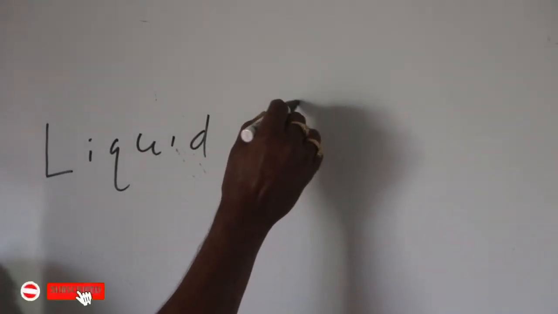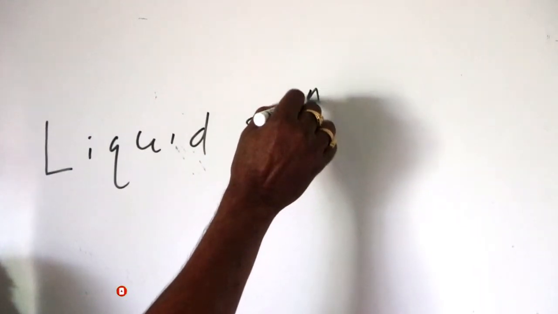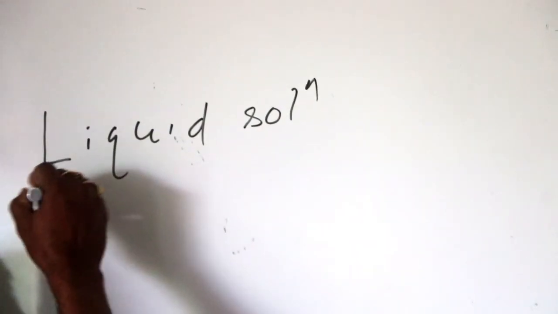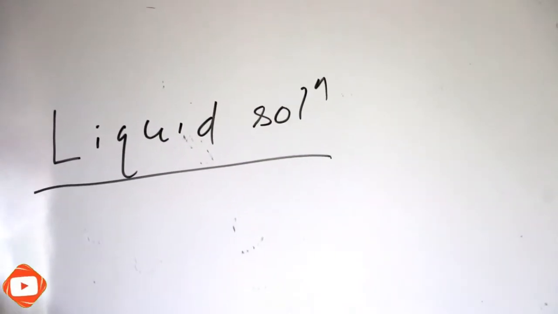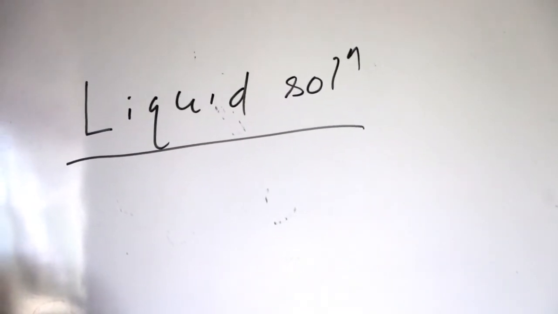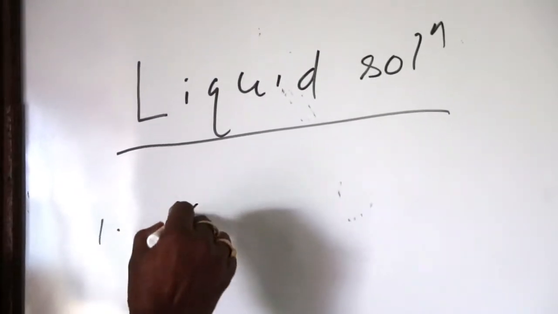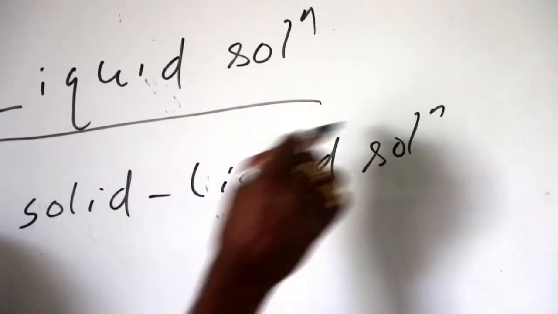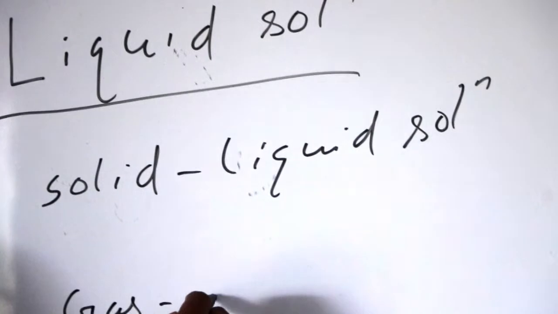Different types of solutions, mainly based on the solvent in a liquid state. So we have to consider the liquid solution. In case of liquid solution, we are interested only in the liquid and gas as well as liquid with a solid. So first, let's say, solid liquid solution. Solid liquid solution. Again, another class we have to consider, that is gas liquid solution.